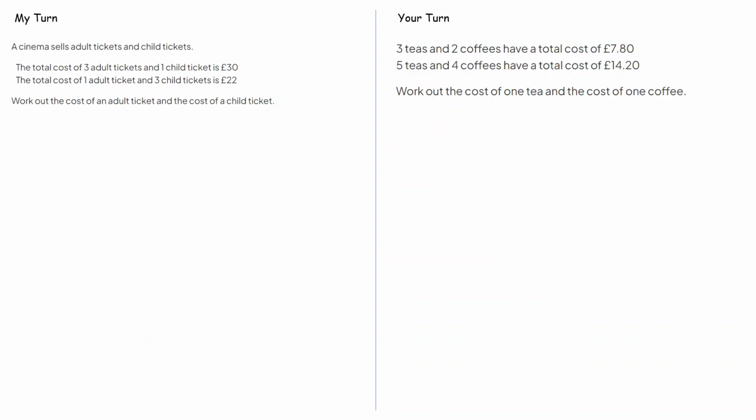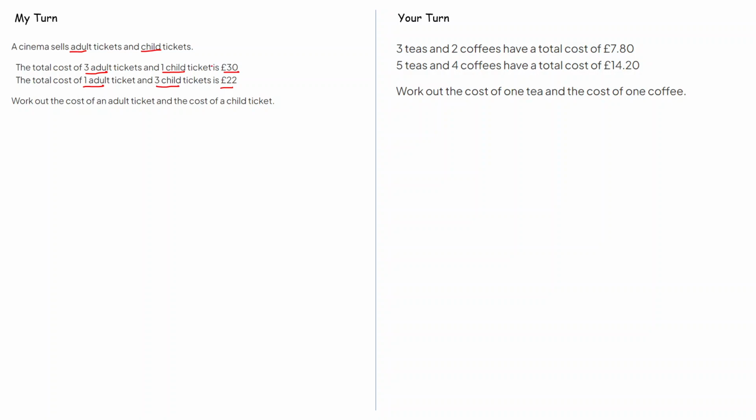Right, the question says, a cinema sells adult tickets and child tickets. So we've got adult tickets and we've got child tickets. And it says the cost of 3 adult tickets and 1 child ticket is equal to £30, okay? And the total cost of 1 adult ticket and 3 child tickets is equal to £22.